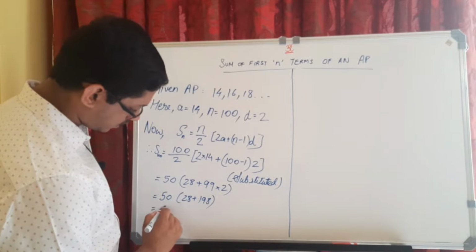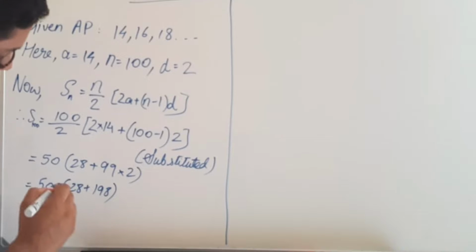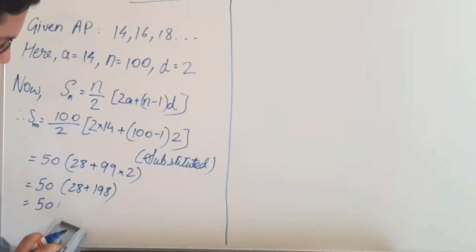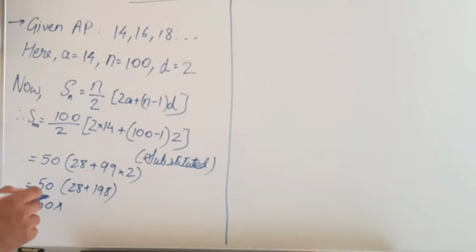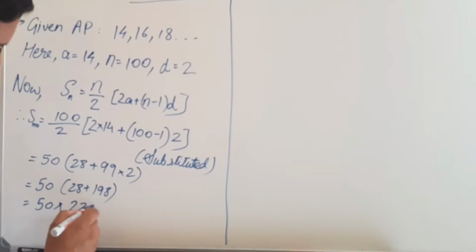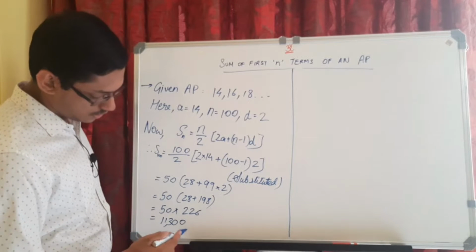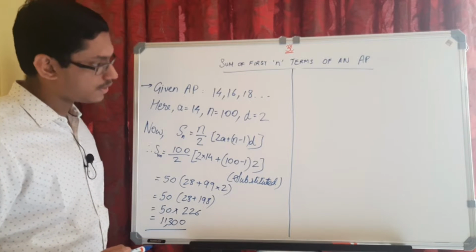So it is equal to 50 multiplied by, now you don't have to give the bracket sign, directly write the cross, 28 plus 198. What is the answer? It is 226. And what is this answer? It is 11300. So this is the answer.